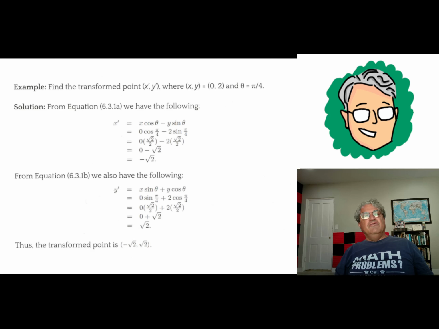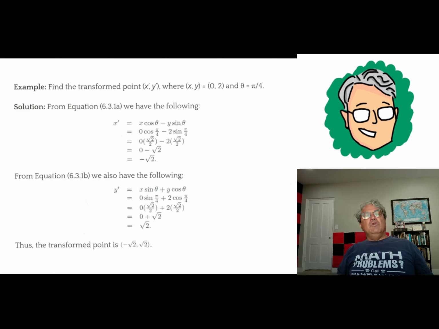Cosine and sine of pi over 4 are both equal to 1 over square root of 2. You can also write them as square root of 2 over 2, but it's a little easier to write them as 1 over square root of 2 here. Remember, x was 0, so 0 times anything is 0. So the first term is going to give you 0, but then the second term is going to give you minus 2 divided by the square root of 2. That's going to be minus the square root of 2. So our x coordinate is going to be negative square root of 2.